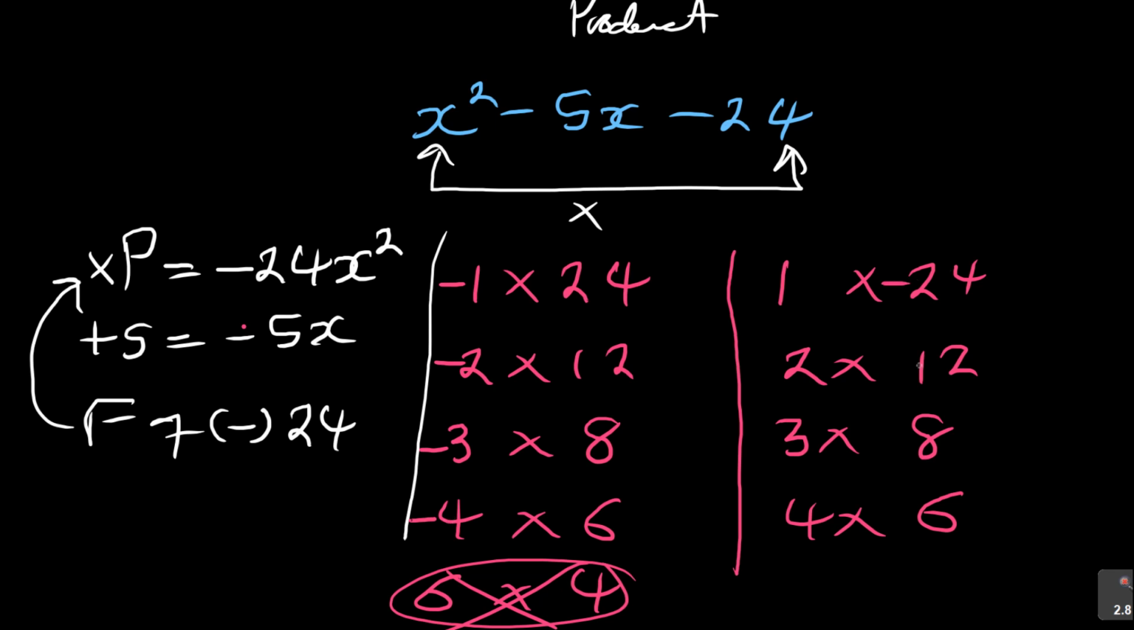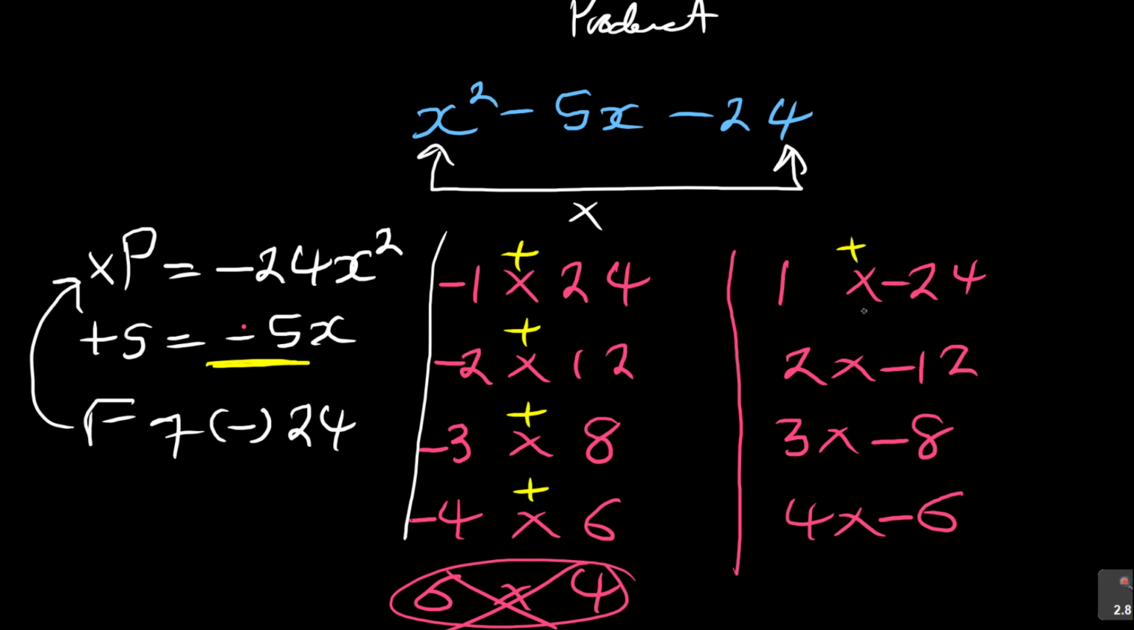What if it was 24 that was negative? What if it was 12? What if it was 8? What if it was 6 and 4 was positive? All these: either minus 1 times 24, or 1 times minus 24. See that? Minus 2 times 12 or 2 times minus 12. But the maker is the sum. I need to get minus 5. So I put a plus, a plus, a plus.